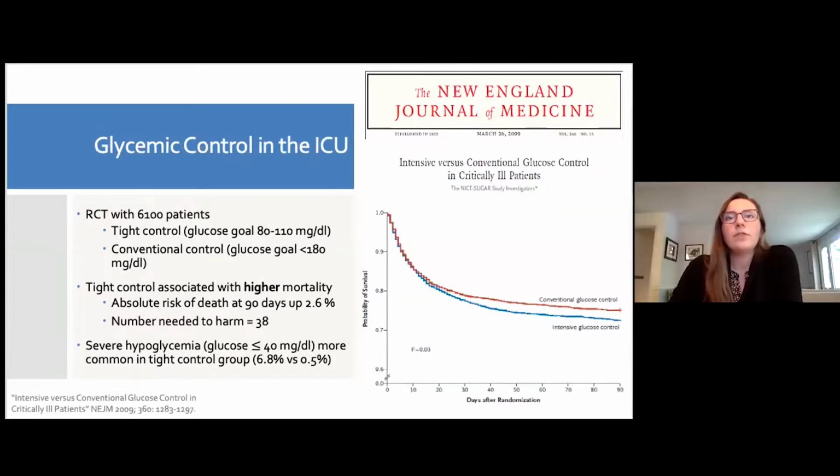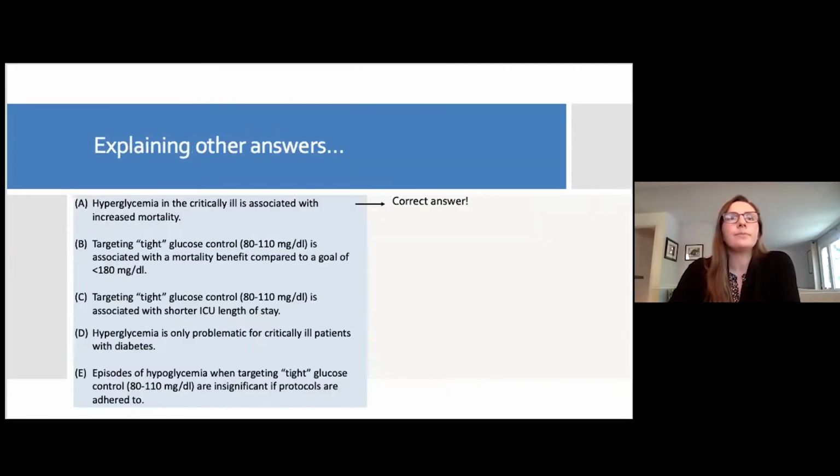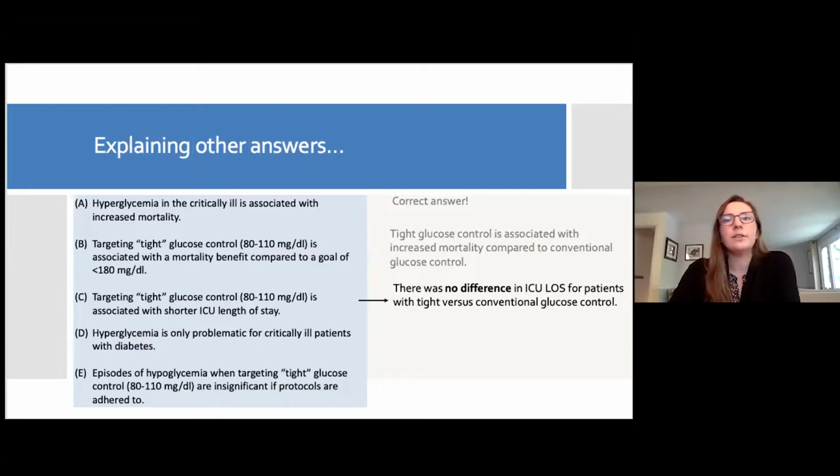Based off of a trial from 2009, the NICE-SUGAR study, an RCT with 6,100 patients actually showed that tight control was associated with higher mortality and increased incidence of severe hypoglycemia. So if we look at these other answers, A is correct. B is the opposite, that tight control is associated with increased mortality. C, there was actually no difference in the ICU length of stay based off of the level of glucose control.